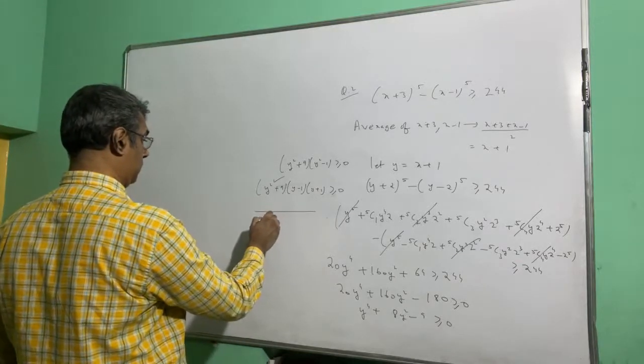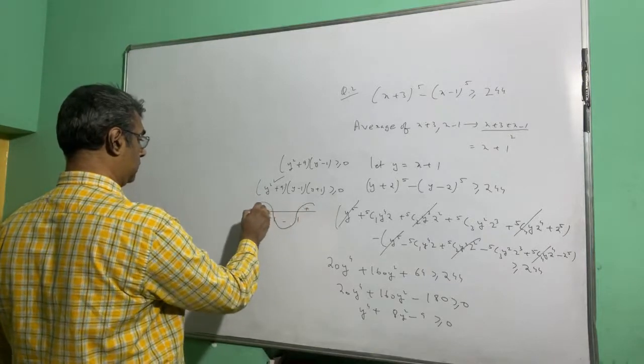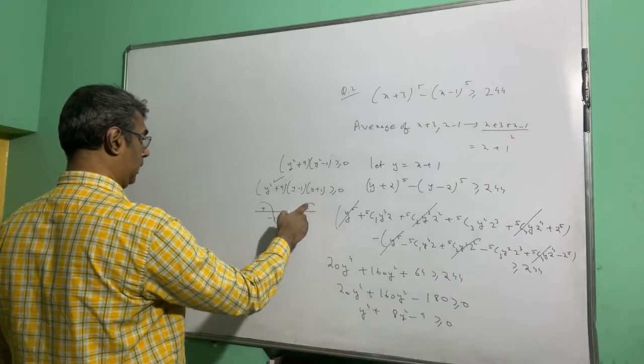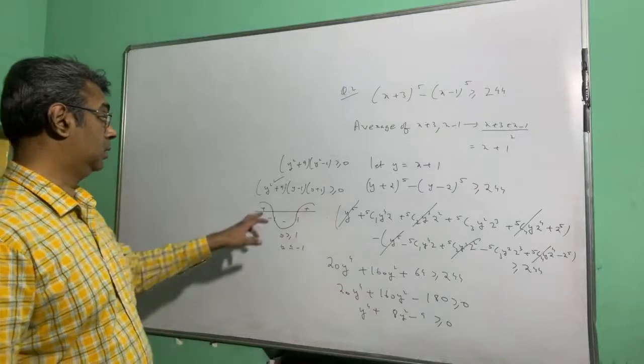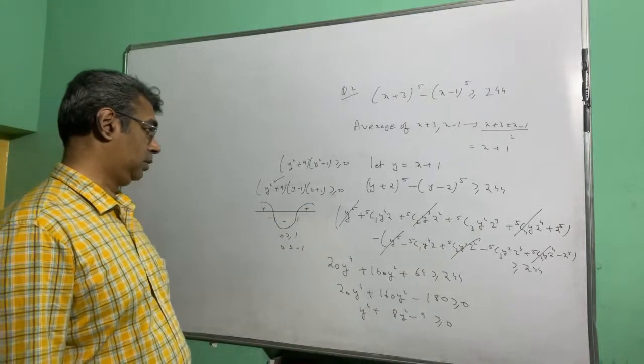So we have the wavy curve, which will look like this. So y will be greater than or equal to 1 or less than or equal to minus 1, since this product is greater than or equal to 0.